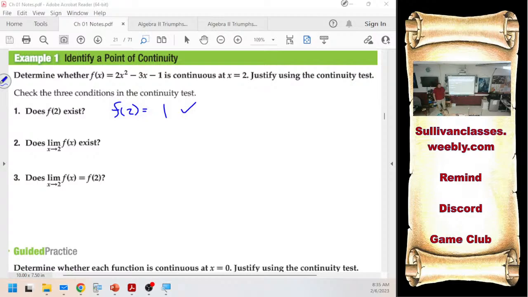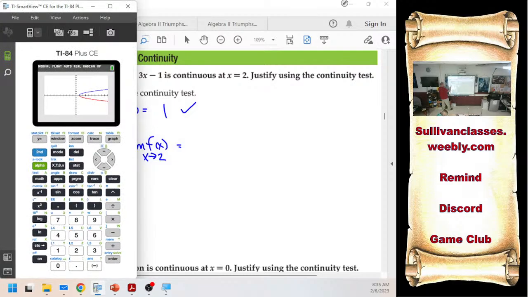The limit. Remember, the limit says as I'm approaching it from both sides, as I'm getting really, really close to x equals 2, what is y doing? So, limit of my function as x approaches 2. And if you're not sure, that's where our calculator comes in. And, oh, we got stuff on here from last time. Second plus 7, enter 2.